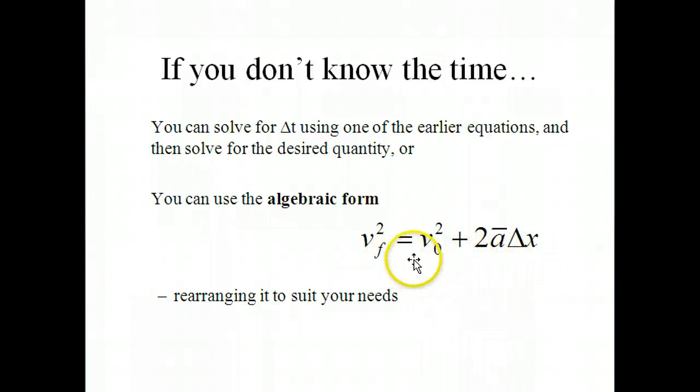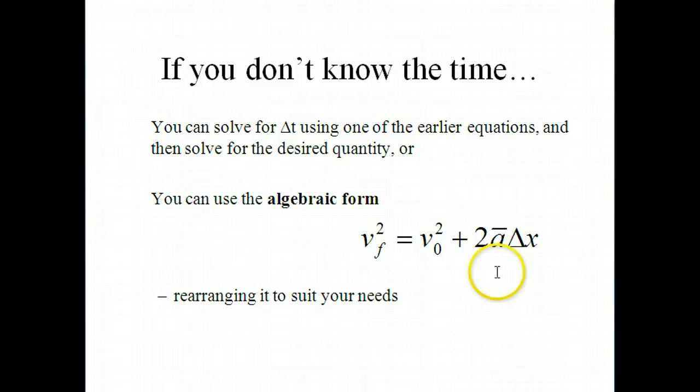The final velocity squared equals the initial velocity squared plus 2 times the acceleration times the displacement. And this can be rearranged algebraically to suit your needs to solve for any unknown of these 4. If you know 3 of the 4, you can solve for the missing 4th one.